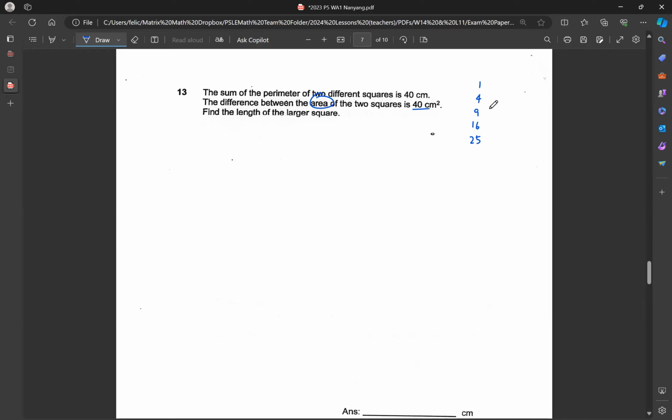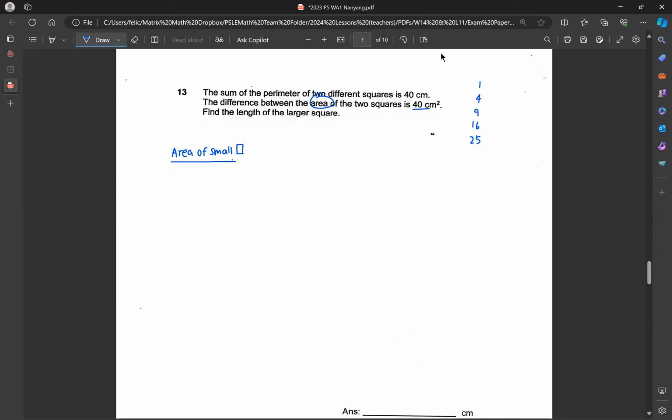For example, 9 has 3 times 3. 16 is 4 times 4. 25 is 5 times 5. That's why all these numbers are called square numbers. Okay, so I'm just going to begin by using the small square first for a start. So area of small square.